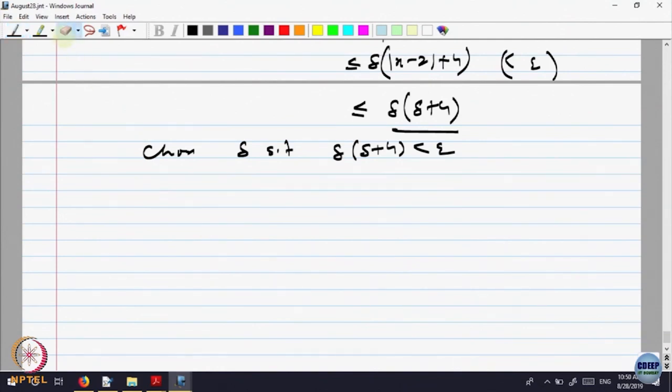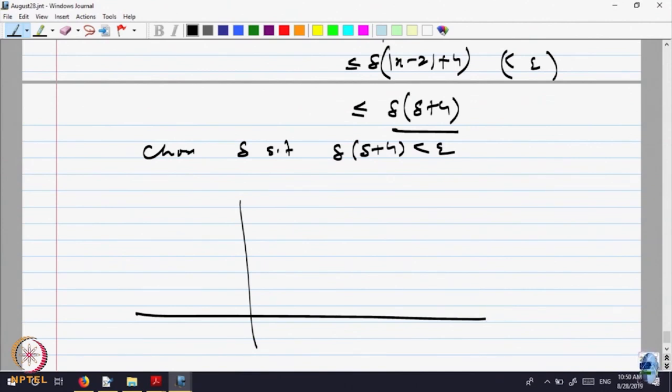Geometrically, here is a way of looking at it. My function is y equal to x square, so let us look at the graph of this function. At x equal to 0, given epsilon, let us say epsilon is equal to 1. Then delta square should be less than or equal to 1, so that will work. Between minus 1 and plus 1, everything will be going there.